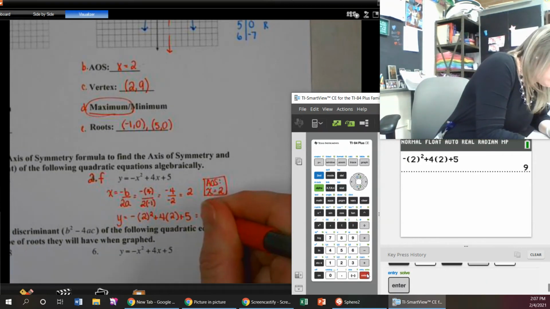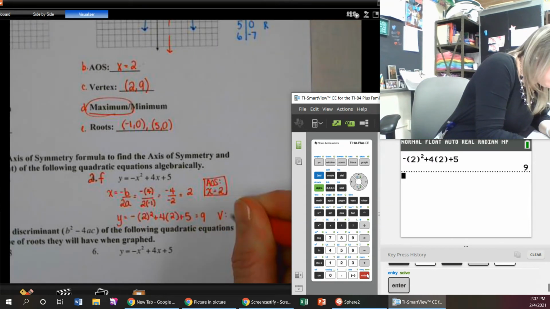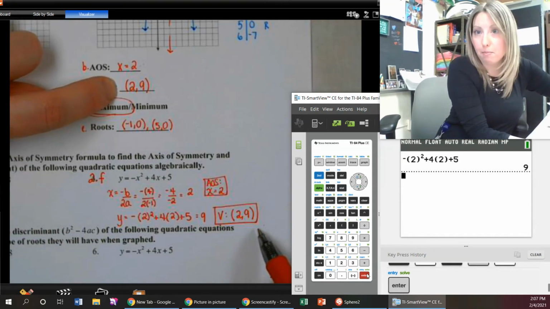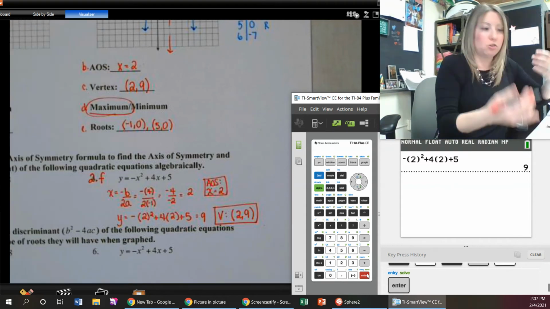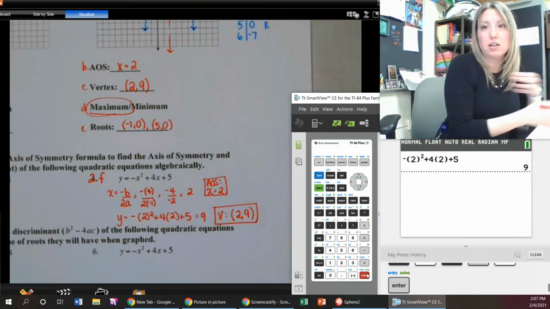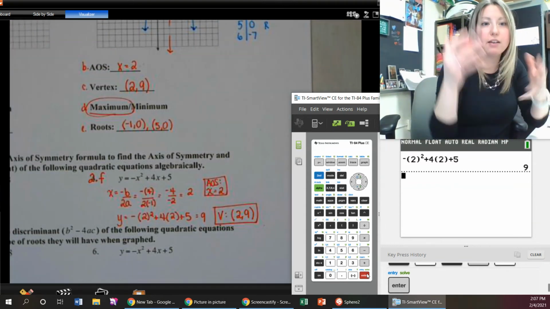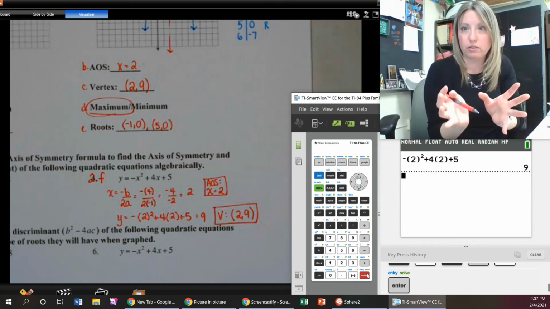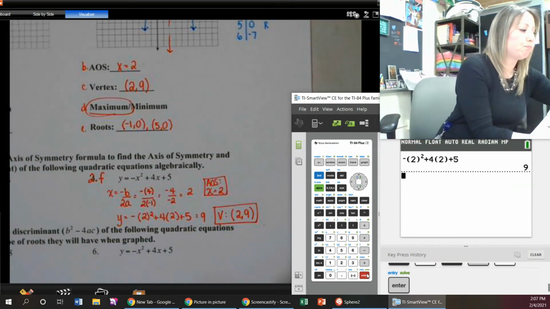Awesome, because that now means my vertex is (2, 9) in parentheses. And if I look back up, that matches up too with what I already had from the graph. That's how we want to do this, okay? I do want you practicing with the odds over here, but again, this is sectioned into parts on your quiz and how you upload, okay?